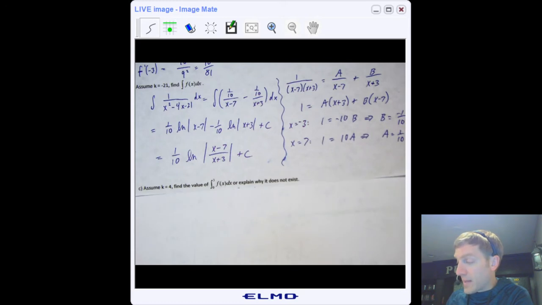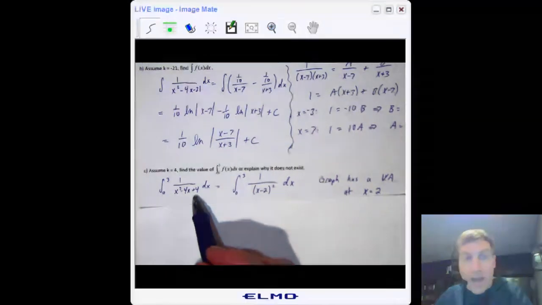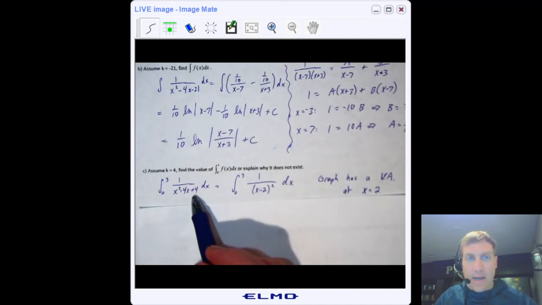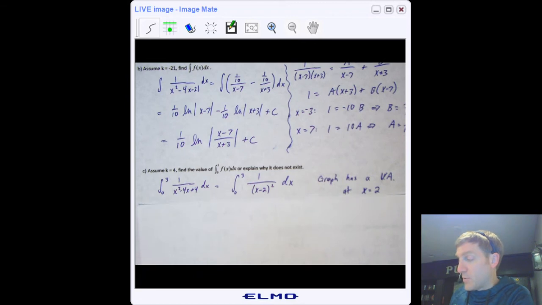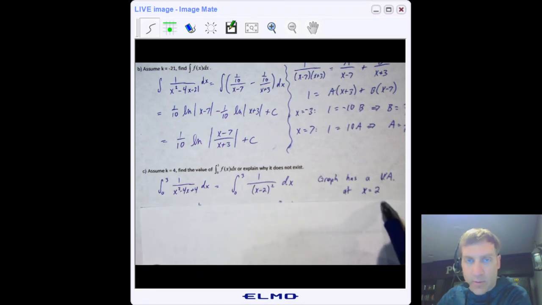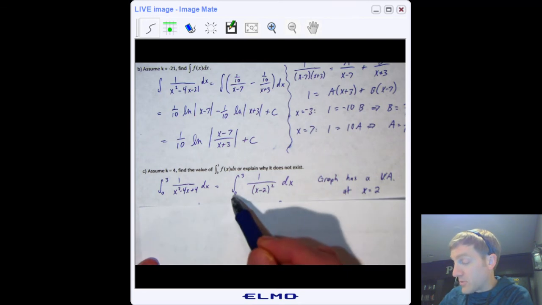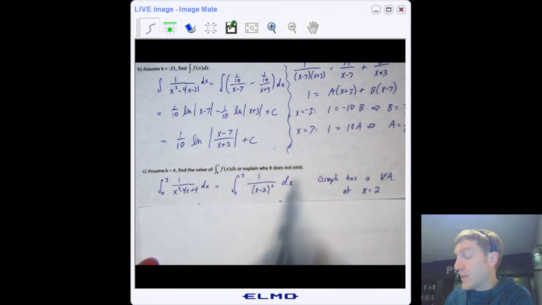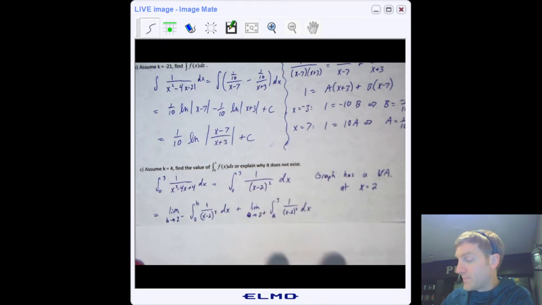All right, another integral. Assuming k equals 4, find the integral from 0 to 3 of f of x dx, or explain why it does not exist. Okay, so you plug in 4 for k, and you can factor that denominator. It becomes x minus 2 squared. Notice that means the graph has a vertical asymptote at x equals 2. Because my integral goes from 0 to 3, 2 is an interior point of that interval. That means that we have an improper integral.